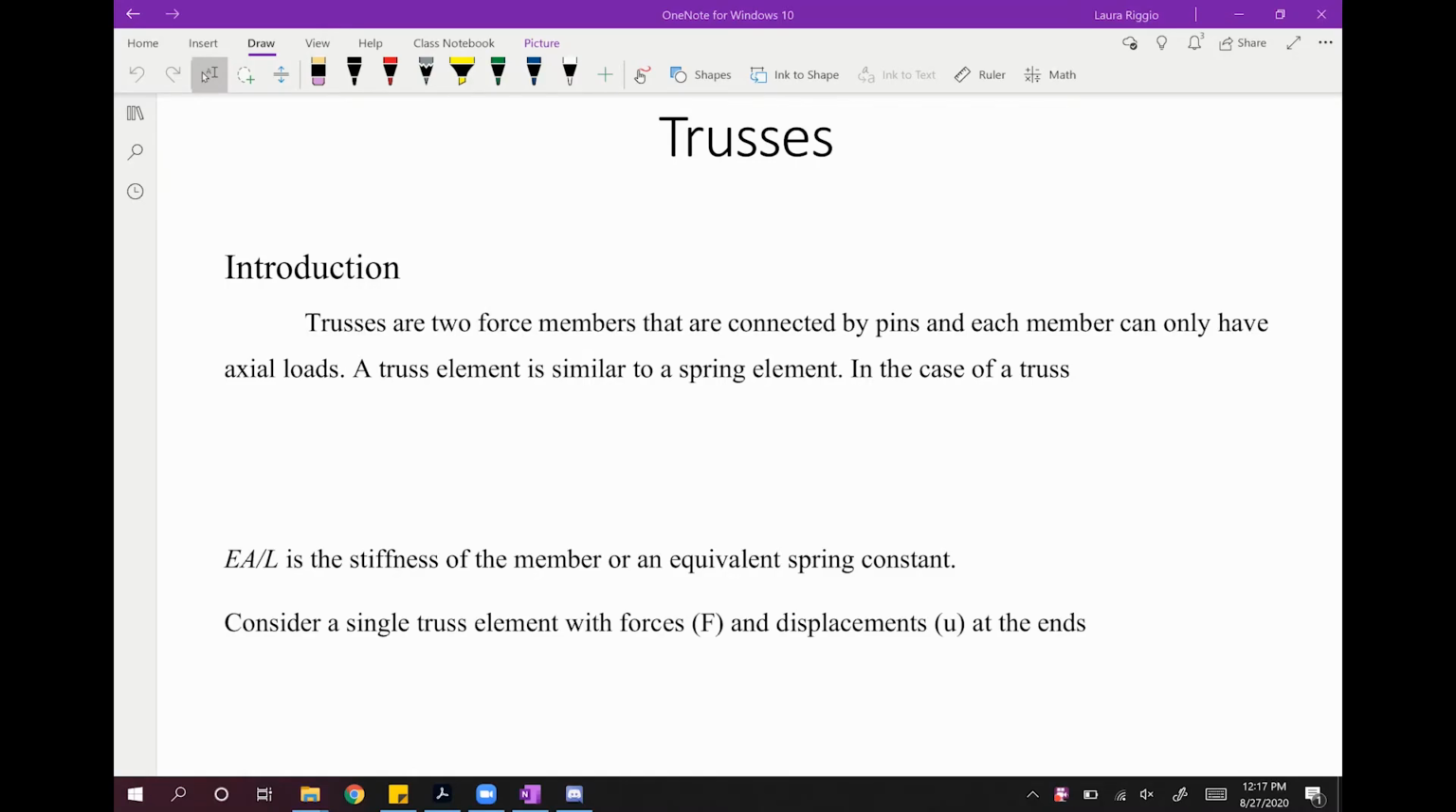In this lecture, we're going to go over trusses. Trusses are two force members that are connected by pins, and each member can only have axial loads. That axial part is going to become important. So a truss element is similar to a spring element and all the other elements that we've done up until this point, where our force is equal to our elasticity times our cross-sectional area divided by the length of our member times our displacement.